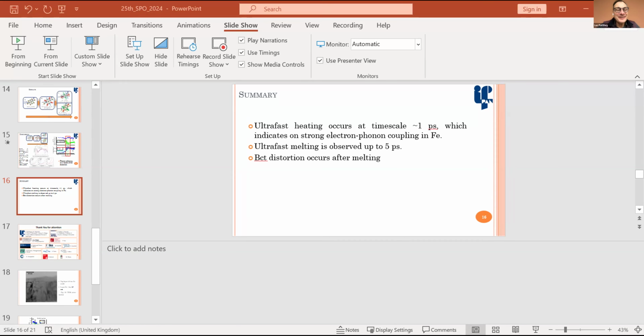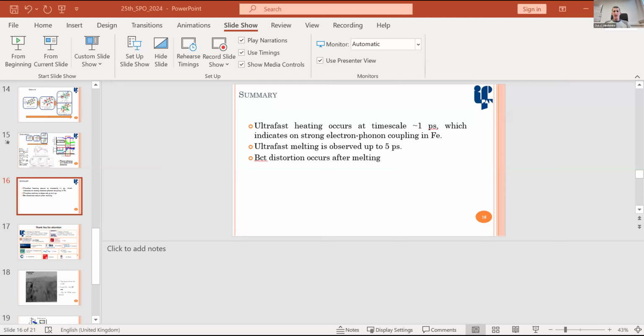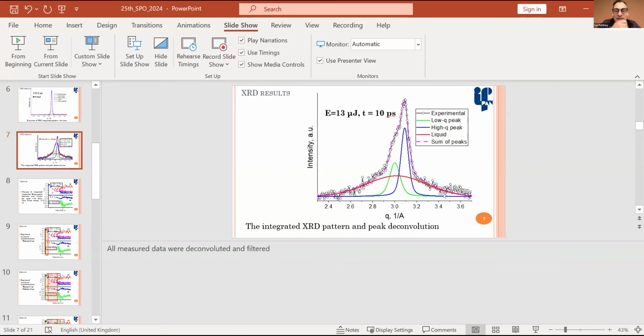Okay, thank you for this talk. I have a question. It seems to me in your time trace, you have not just low and high Q peaks, you have a third peak centered at 2.8. Can you comment on that? Yes, it is a short peak. Yes, here at 2.8, it seems you have a peak.